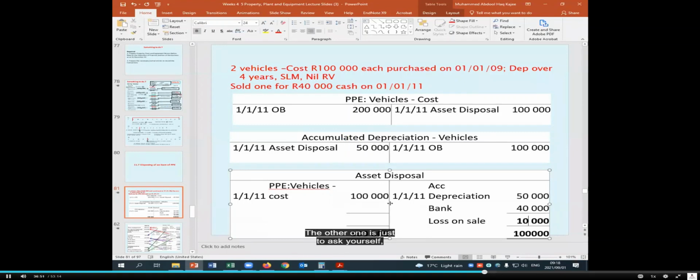That's one method of determining the profit or loss. The other one is just to ask yourself, I got 100,000 less 50,000, so the carrying amount is 50,000. But I only managed to get 40,000 for it. So it's going to be a loss. The other method is the memory method, where if my balancing figure is on the credit side, it means it's a loss. If my balancing figure was on the debit side, it's a profit. There's 3 ways to do this, whichever way is easy for you.